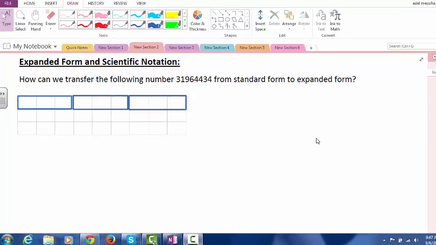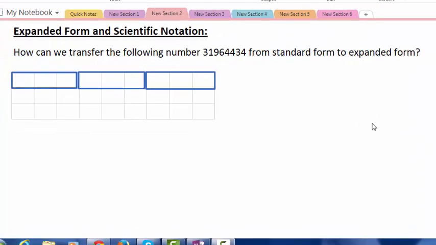Unit 1, Lesson 3, Expanded Form and Scientific Notation. This lesson has two parts, the expanded form first, then scientific notation. So let's start with the first one, expanded form. How can we transfer the following number from standard form to expanded form?